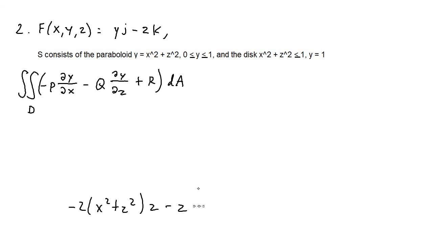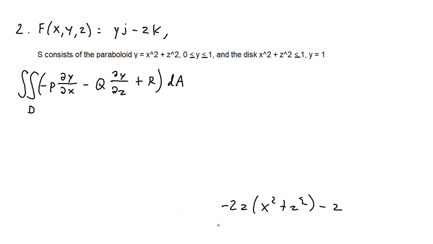So rewriting it, I can rewrite it as negative 2 times z times x squared plus z squared, and then we have minus z, and I can go ahead and put that now under the double integral. And so now we need to find the bounds of integration.